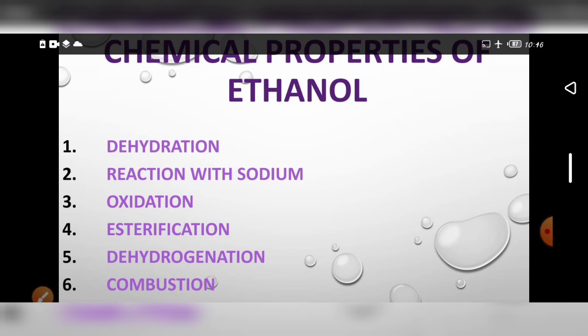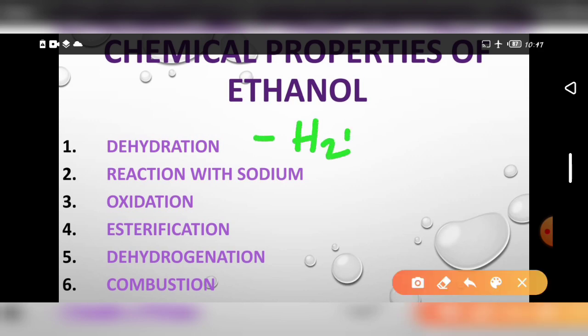What is meant by dehydration? Dehydration means removal of water molecule. Removal of water molecule, you must know it. Next, oxidation means addition of oxygen. Okay, esterification, that I will explain.